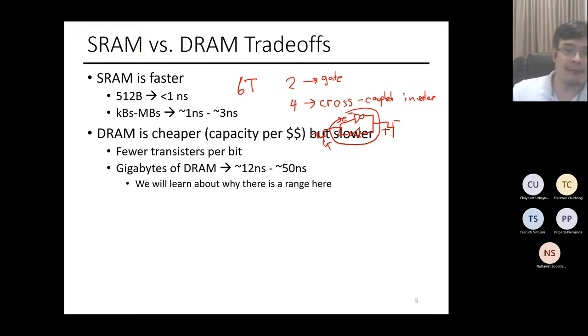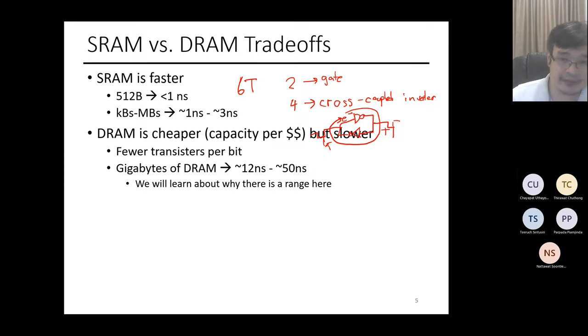And then you have the DRAM, which is basically the memory that you buy. Sometimes we call this in Thai, หน่วยความจำ. The word หน่วยความจำ refers to DRAM. So DRAM is much cheaper, and you're looking at gigabytes of DRAM when you buy a computer, right?